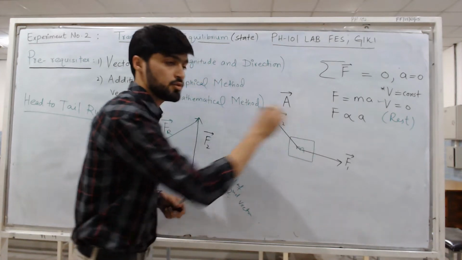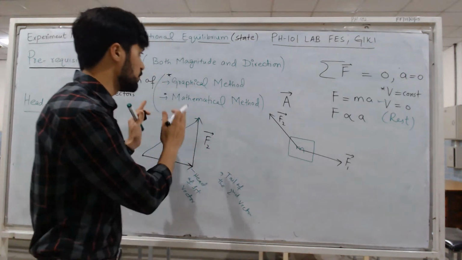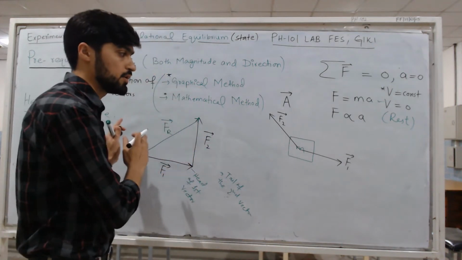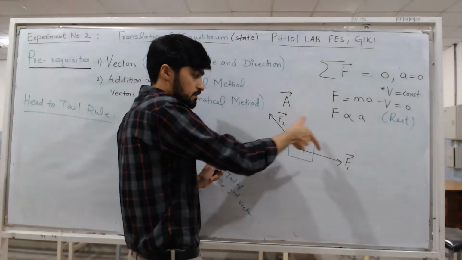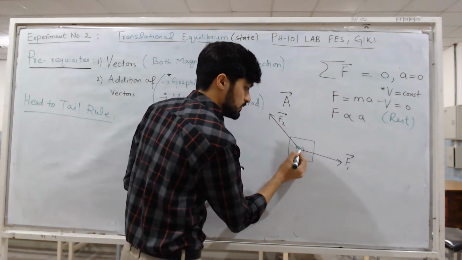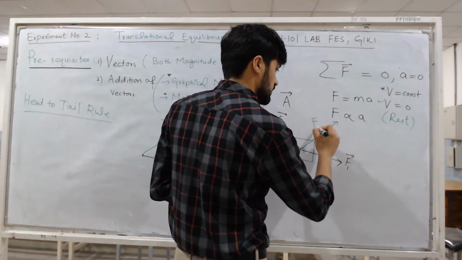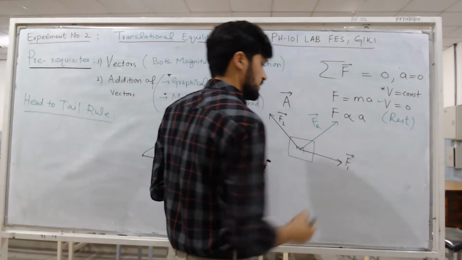Now how to add these two vectors? The summation of these two vectors using the proper rule, graphical method or mathematical method, the head to tail rule, will give us, if I place this vector here, then the resultant will be here. So this is actually the resultant of these two forces, F subscript r.